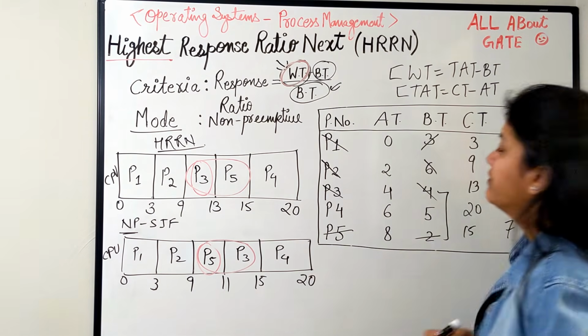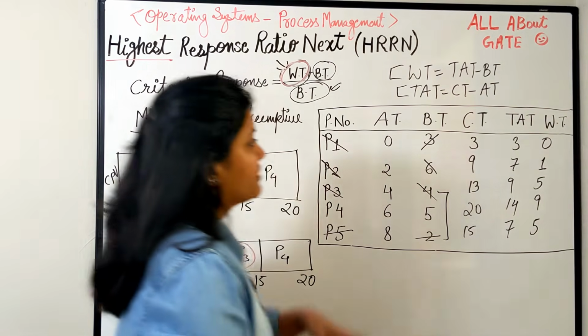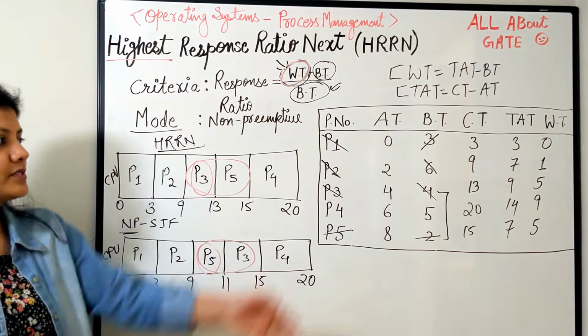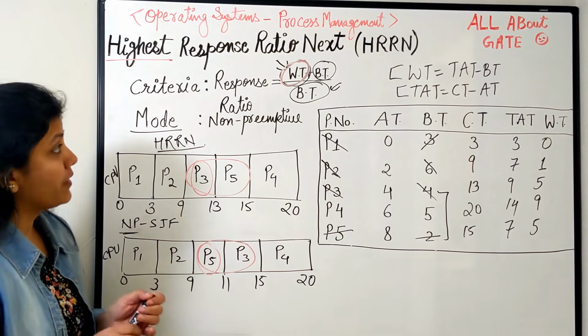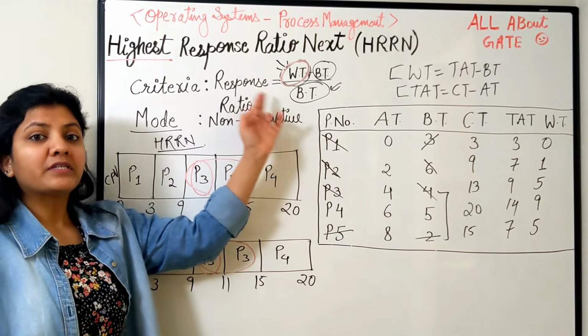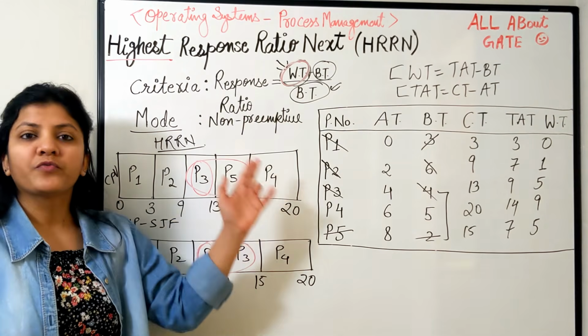This is the respective time, and for the average turnaround and average waiting time, you can just make a summation and divide by the number of processes. I hope this algorithm is clear. You just have to remember the response ratio and it becomes very easy to implement, right?